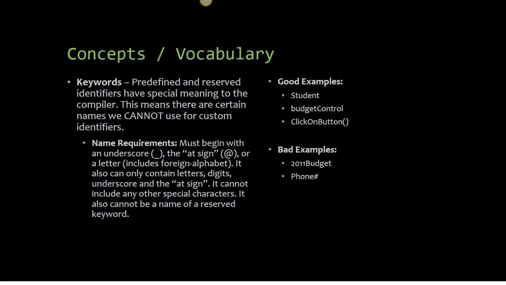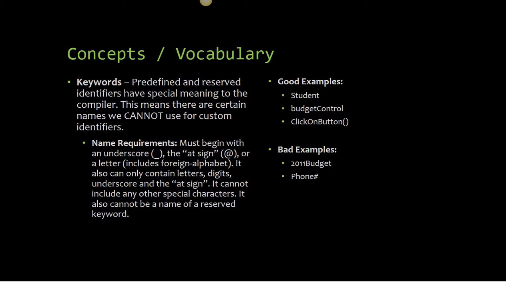Number 1, they must begin with an underscore, an @ symbol, or a letter. But beyond that, an identifier can have letters, digits, underscores, and the @ sign, but it cannot include any other forms of special characters, such as a hashtag, %, or $ sign.